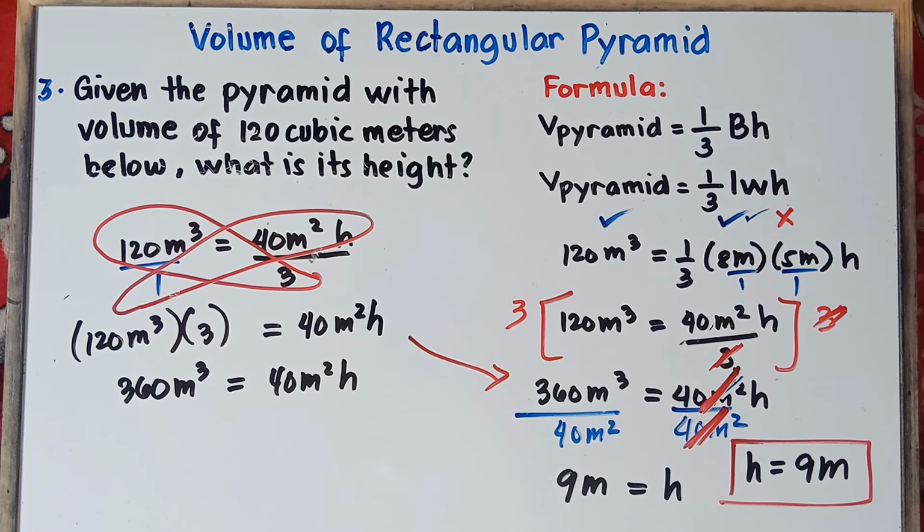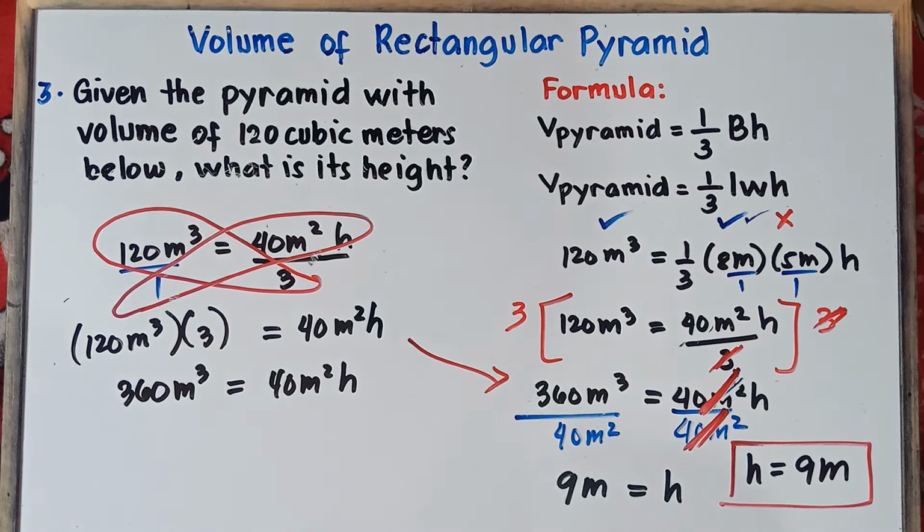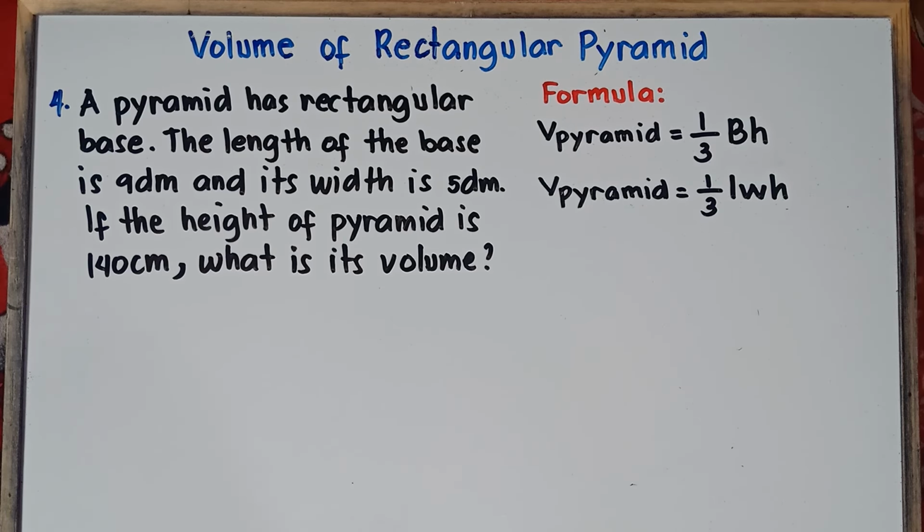Let's have the last example, class. Example number 4, for you to really understand volume of a rectangular pyramid. Alright, so let's proceed now to example number 4, and this will be our last example, class. A pyramid has a rectangular base. The length of the base is 9 decimeters, and its width is 5 decimeters. If the height of the pyramid is 140 centimeters, what is its volume?